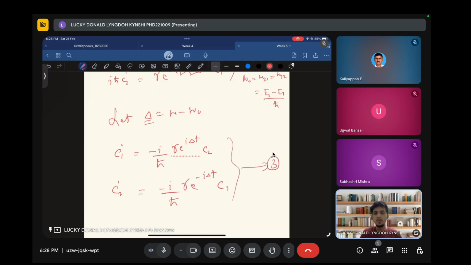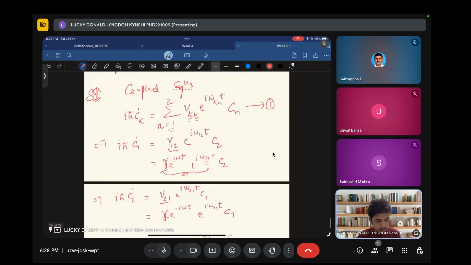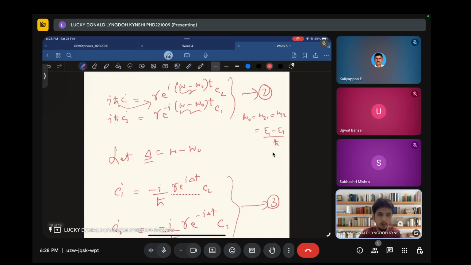So till now, what we have done is that we have just put in the value of your potential into the main equation from your coupled differential equations. We write in terms of c1 and c2, and then we substitute the values of your potential V12 and V21. That's it. We have not solved anything. We have just substituted.